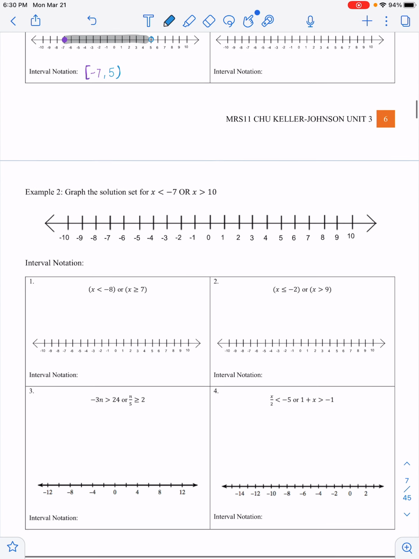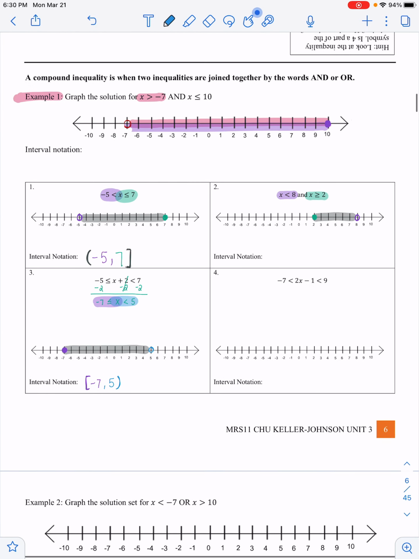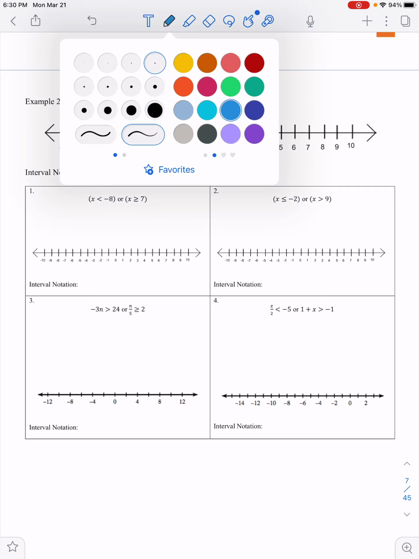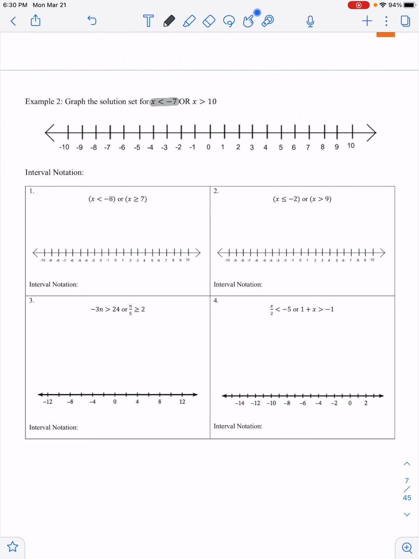All right, the other type of problem. These were "and" problems where we had to shade between them. And now let's take a look at some "or" problems. And "or" problems, as you might have guessed, we're going to be shading away. So let's do this first one. x is less than -7. So -7.